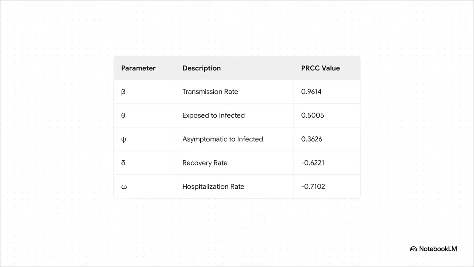Each factor gets a score. It has a fancy name, partial rank correlation coefficient, or PRCC. But just think of it like this. A big positive number, like the 0.96 for transmission rate, means it's like hitting the gas on the pandemic. And a big negative number, like the one for hospitalization rate, that's like slamming on the brakes.